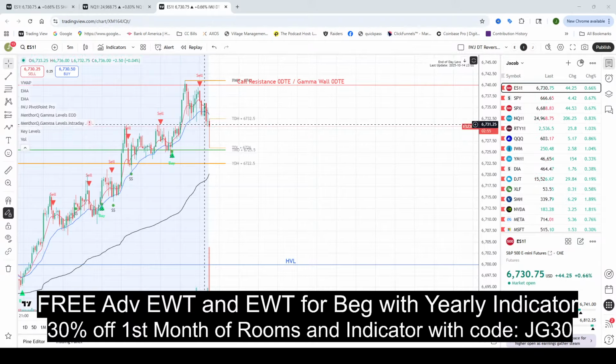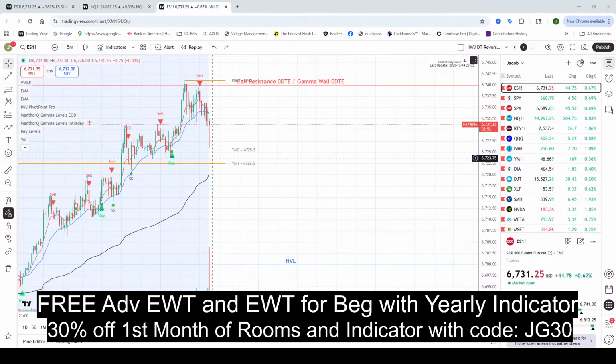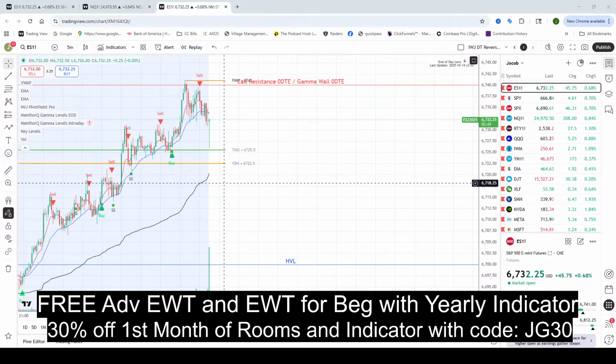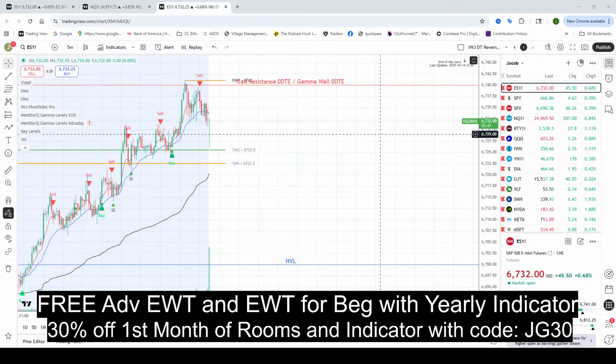So what happens is you're in a weakening buy cycle until you aren't, goes into a sell cycle, and then once that sell cycle weakens, you get a buy signal. So we'll see how it plays out.